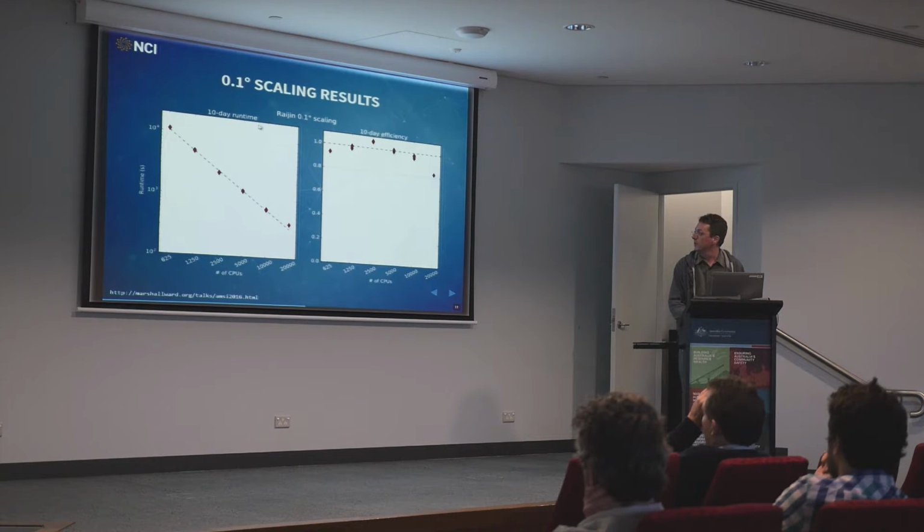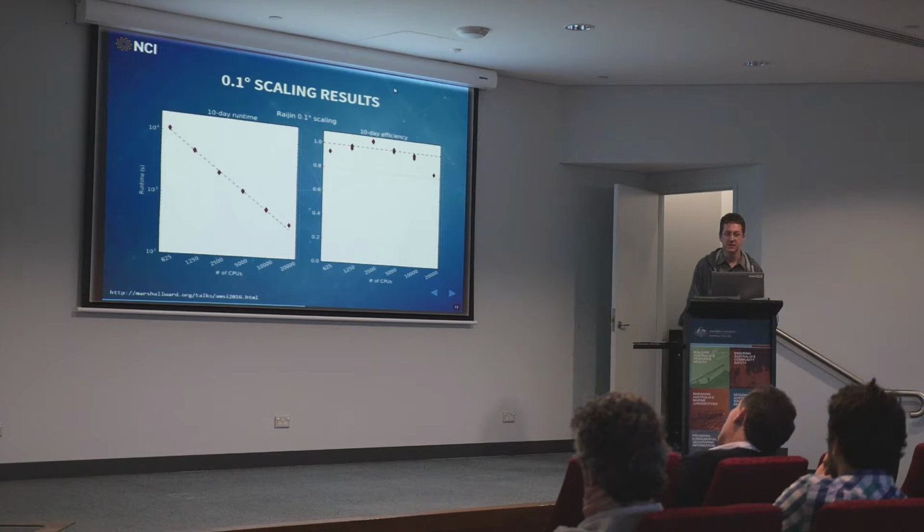The 10th degree model is kind of a result of that work in the quarter degree, and you can see that in fact it scales wonderfully well. We can get virtually perfect performance up to 20,000 CPUs, which is 40% of Gadi. So this model is essentially as big as we're going to do on Gadi, and it's a pretty good story. And it's really one of the reasons that people have been pushing into 10th degree dynamics.